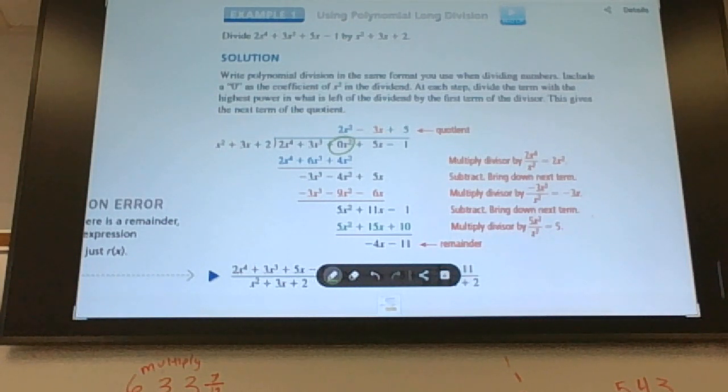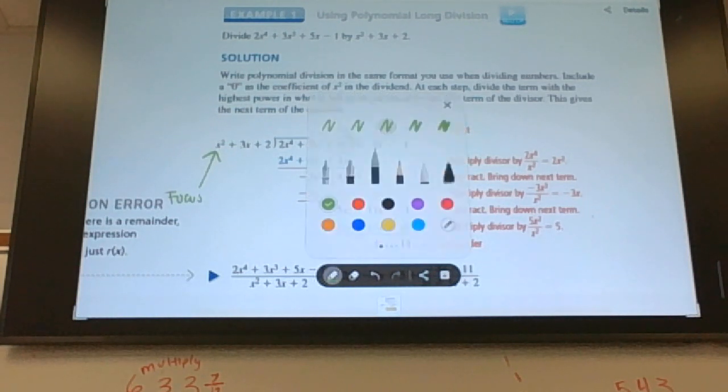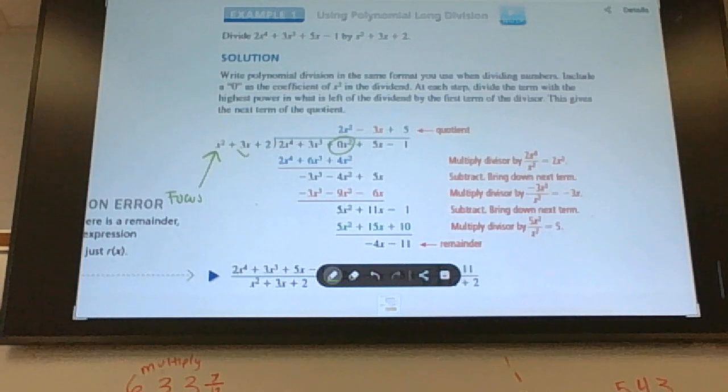So what are we doing here? You're going to focus on x squared. You can ignore these two things for a while. So all of your attention is on what's out in front. We're going to focus on x squared and 2x to the fourth.